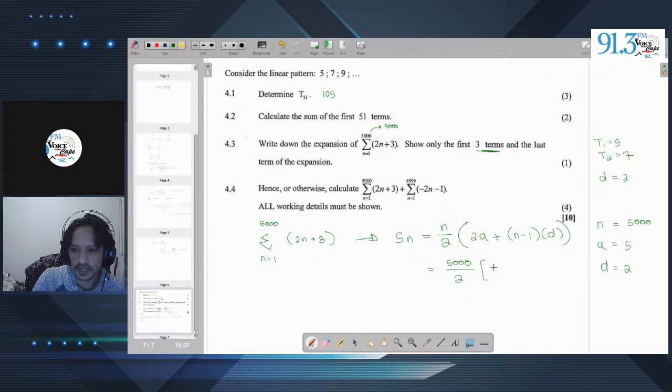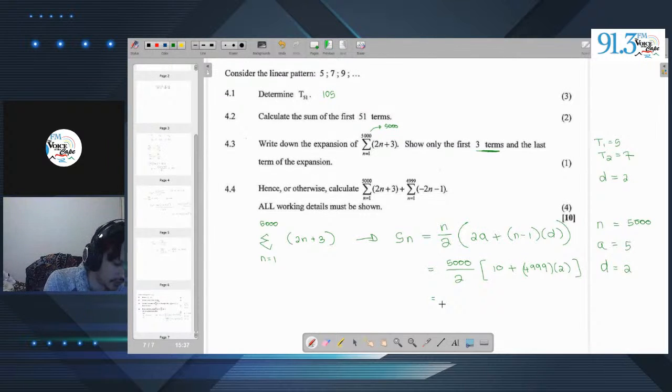2 times 5 is 10, plus n minus 1 is going to give me 4,999 times 2. Now we input this on our calculator, and what's our answer? Let me just do the brackets first. 4,999 times 2 plus 10 is equal to 10,008. We times that by 2,500.